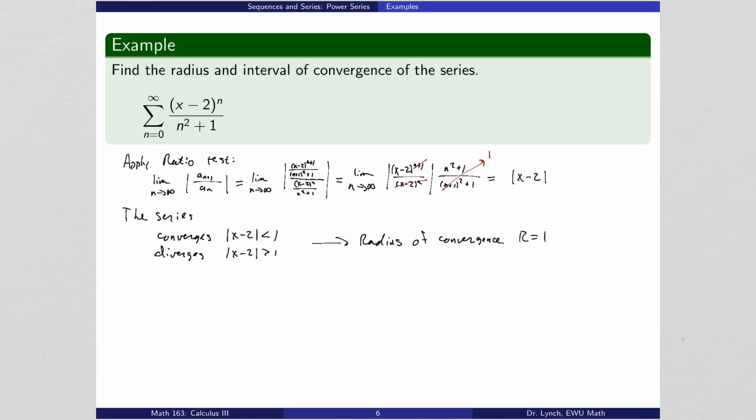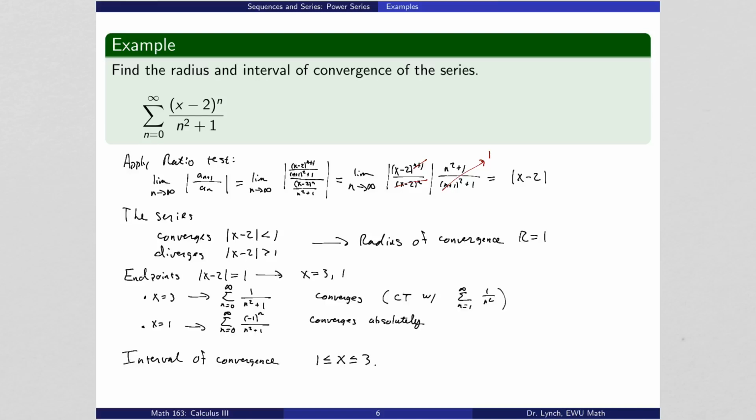So we see here that the radius of convergence is r equals 1. Now what's left is to test the endpoints. So the endpoints are, of course, where x minus 2 in absolute value is equal to 1, which happens at 3 and at 1. So I'll leave it to you to verify that it converges at x equals 3 using the comparison test or a limit comparison test, whatever you like. And at x equals 1, it converges absolutely, so it converges. The interval of convergence, therefore, includes both endpoints, minus 1 less than or equal to x, less than or equal to 3.